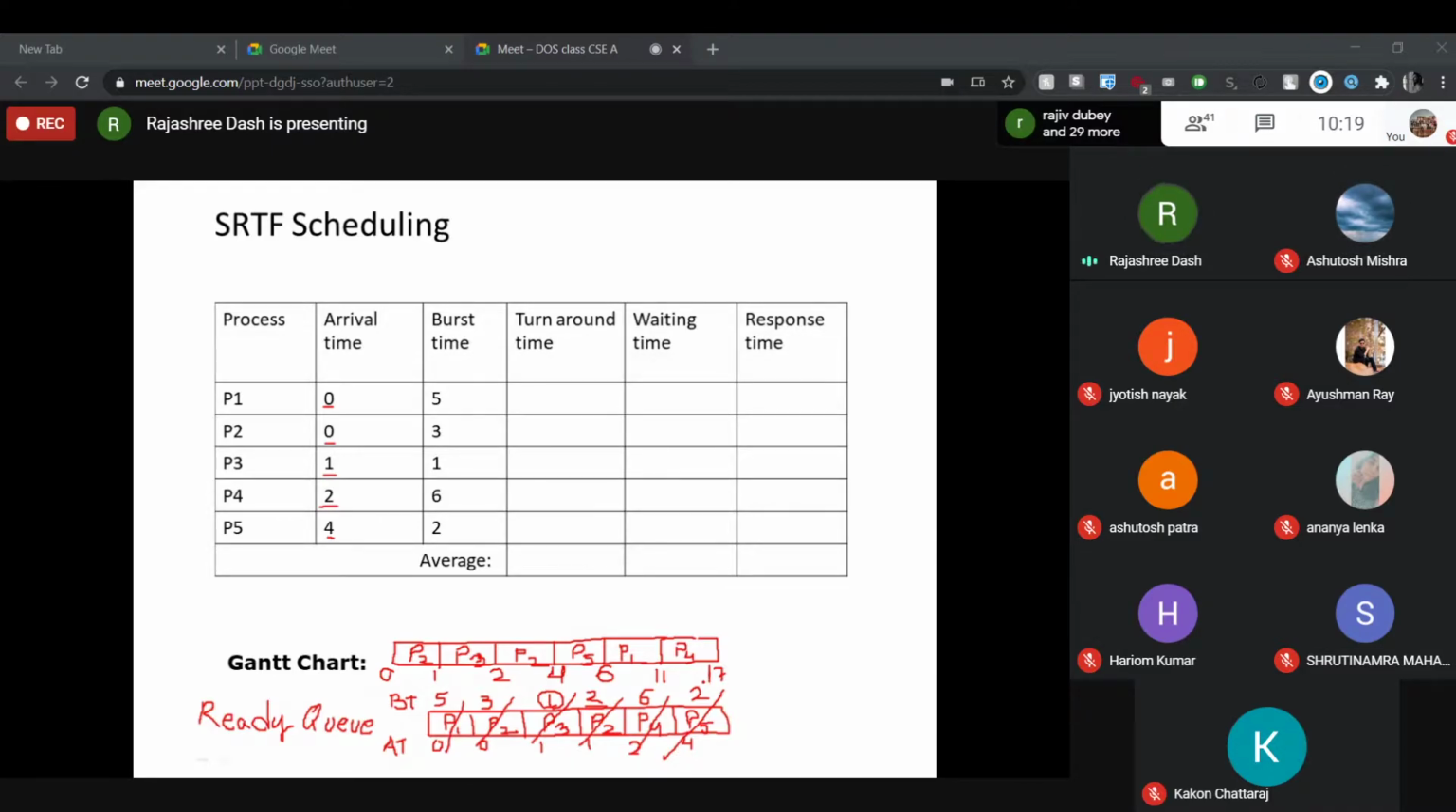Now, looking at the Gantt chart, we can find out the turnaround time, waiting time, and the response time. As you know, the turnaround time is finish time minus arrival time. Waiting time is turnaround time minus burst time. And response time is first response minus arrival time.